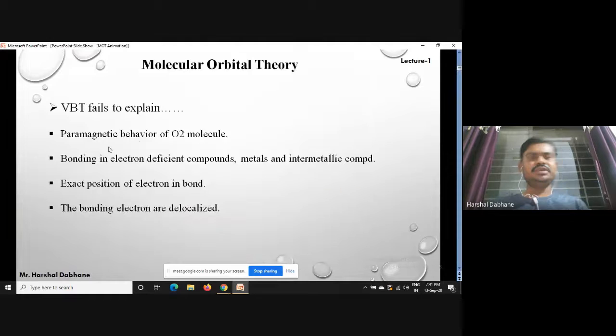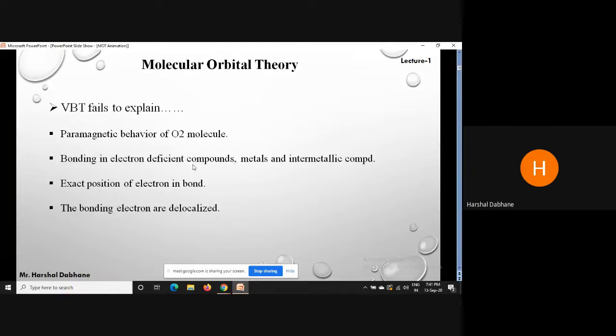Okay, so we explain the paramagnetic behavior of the O2 molecule, then the bonding in electron deficient compounds, metal and intermetallic compounds. Third is the exact position of the electron in a bond, and fourth is that in bonding, electrons are delocalized. So the delocalization phenomenon cannot be explained by VBT.